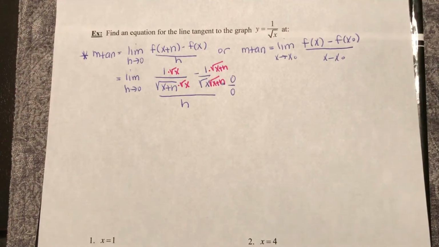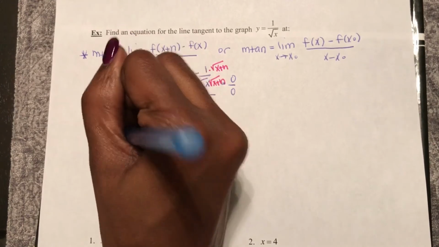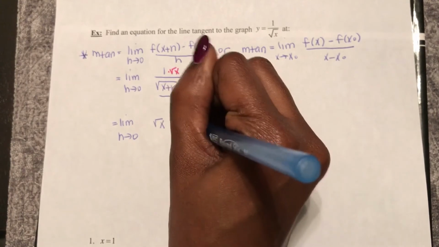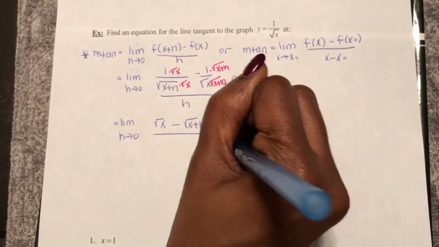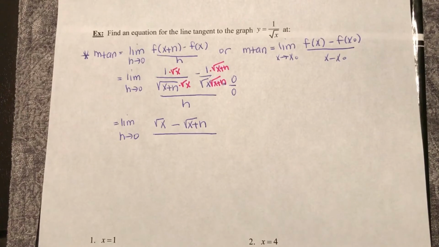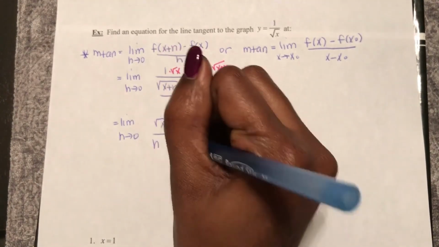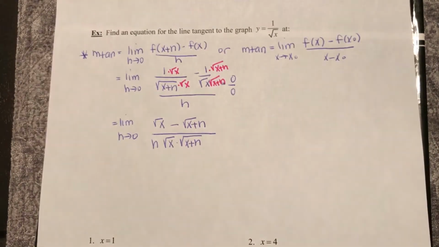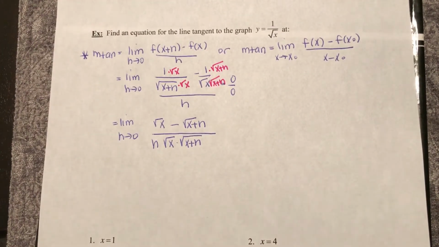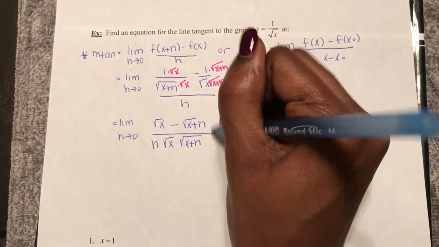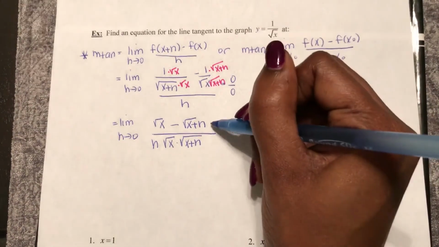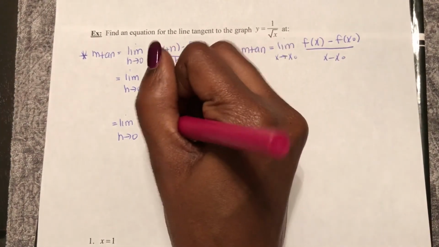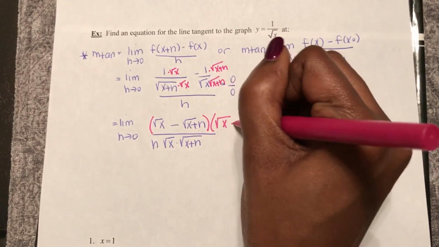Okay, so now I have the limit as h approaches 0 of square root x minus square root x plus h. And now in my denominator, I have h multiplied by my common denominator. So once again, if I plug in 0, I get an indeterminate form, 0 over 0. So now I will do the conjugate of my numerator.